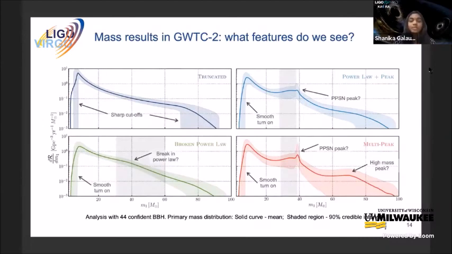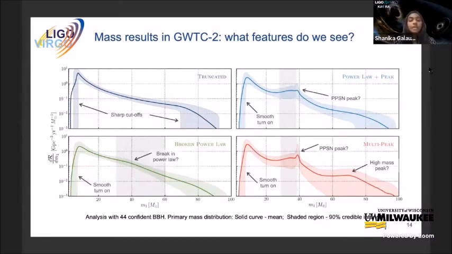The plots here represent the reconstructed primary mass distributions for different models, the primary mass being the more massive black hole in our binary. The top left model is the truncated model. This model is a power law with sharp cutoffs at the upper and lower ends of the distribution. On the top right, we have power law peak. This distribution is a power law, but it also has a Gaussian peak at around 40 solar masses.